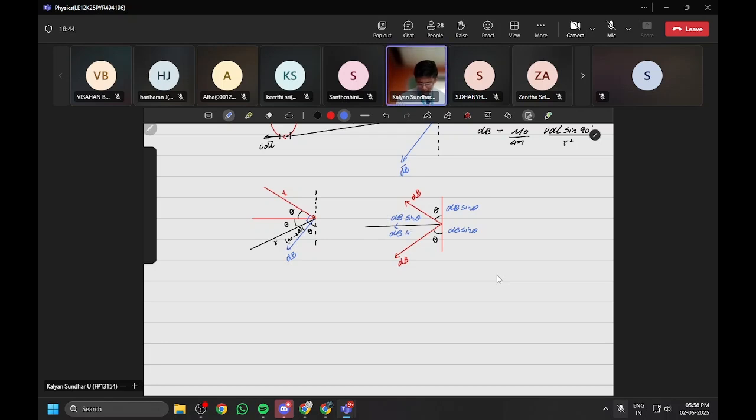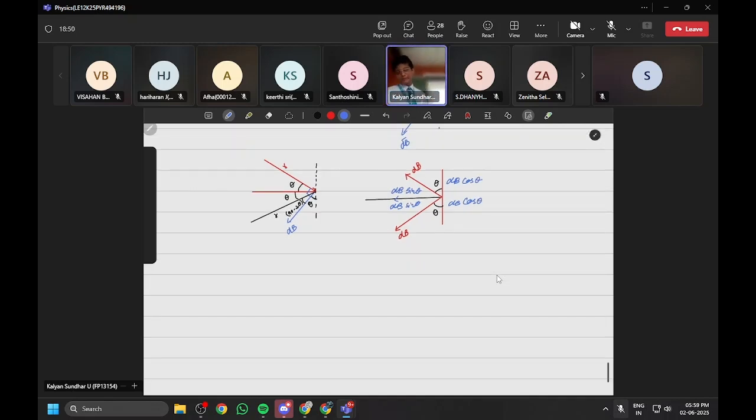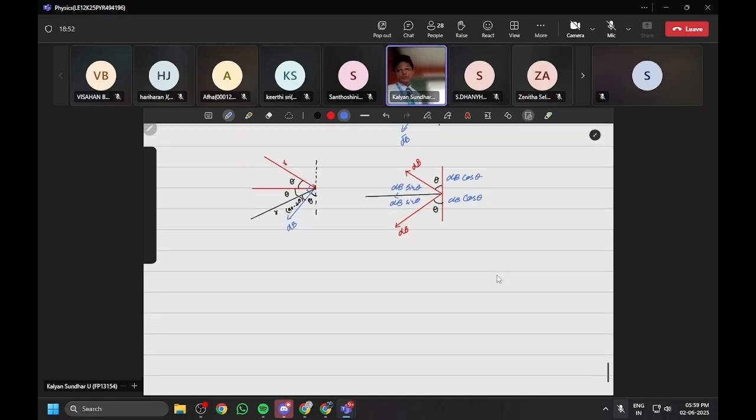This is sine theta, and this will be cos theta. So ultimately, your cos theta component will get cancelled out, and you are just going to integrate as a whole. Your dB, the total magnetic field, will be due to the dB sine theta component.